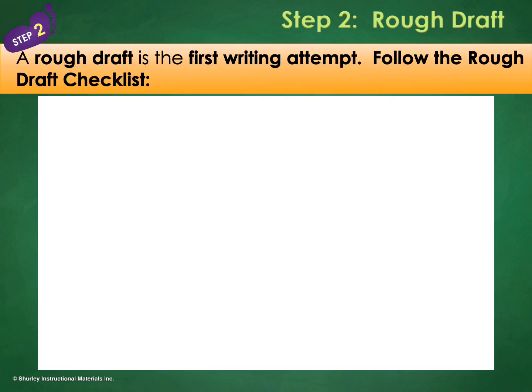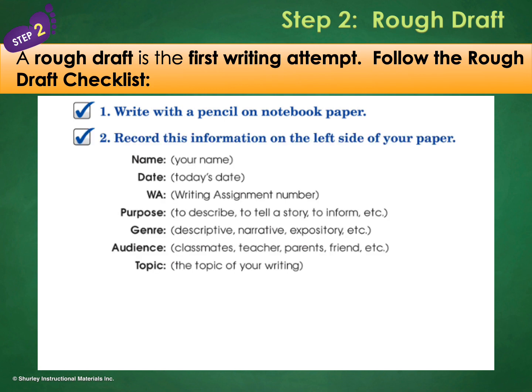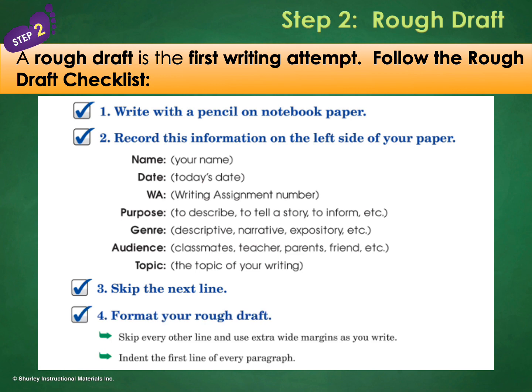Students will learn to follow the rough draft checklist as they compose their first writing attempt. The first 4 items on the rough draft checklist will teach students how to organize their rough draft. Number 1 instructs them to write with a pencil on notebook paper. Number 2 instructs them on what should be included in the heading of their paper. In number 3, students are taught to skip the next line between the heading and the beginning of their paper. Number 4 teaches students to skip lines between their writing, so they will have built-in space available for revisions and edits in the next steps of the writing process.